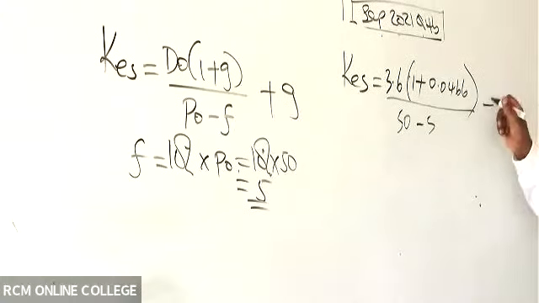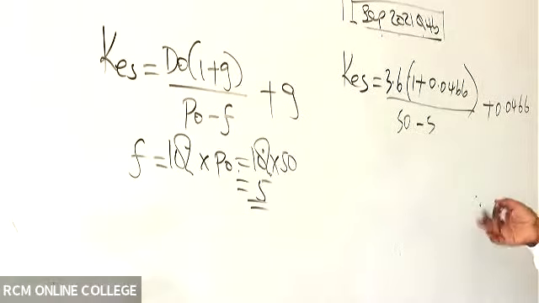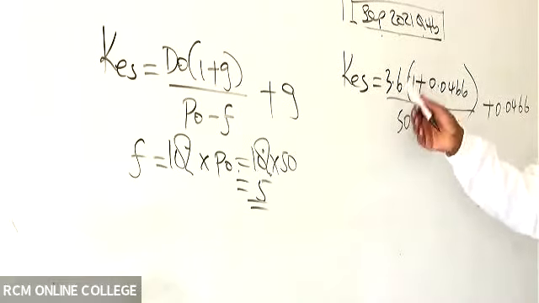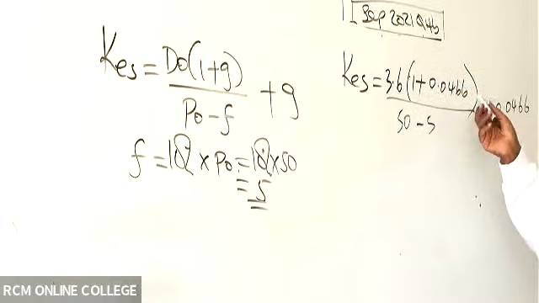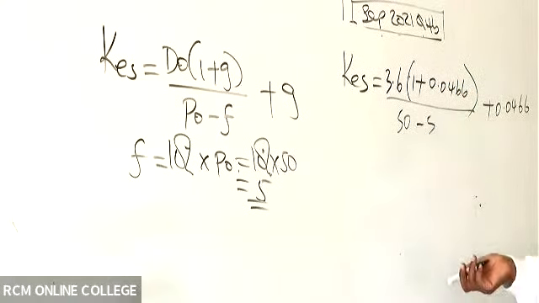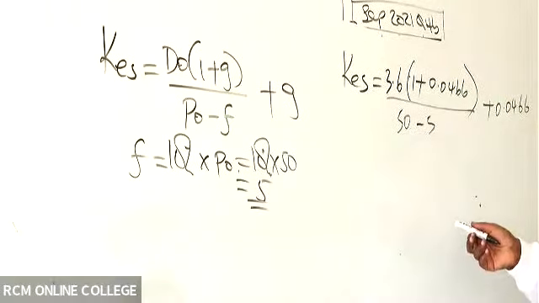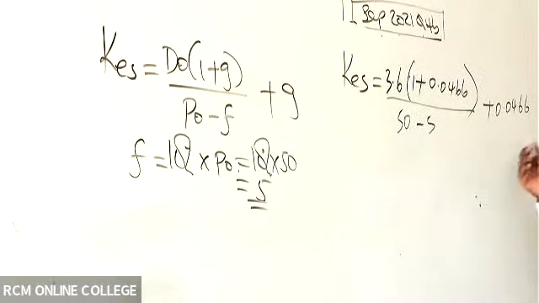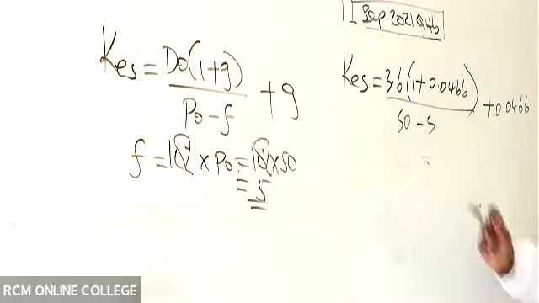Whatever answer we shall get, we shall come and add this 0.0466. So ensure you're using your brackets very well. If I were you, I would say 3.6 times this bracket, divided by 45 first. Whatever answer I get, I then add 0.0466. So then what answer are we able to get at the end of the day here?